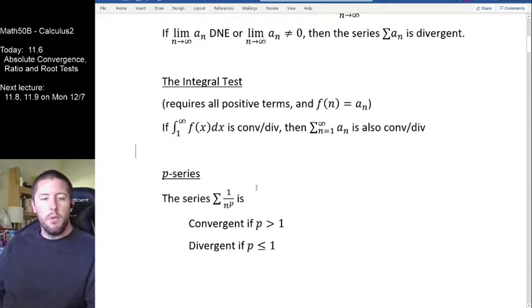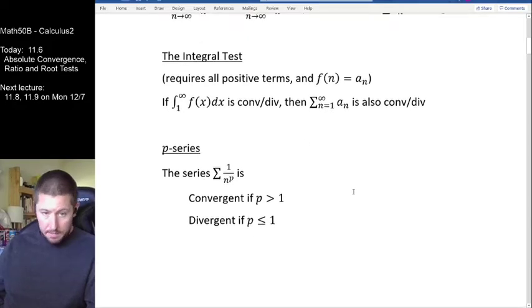Any series that is of the form 1 over n to the p is going to converge if p is strictly larger than 1. Remember that this is strictly larger, not larger than or equal to, because if p is equal to 1, then we have the harmonic series. That's one that we for sure know diverges. We know it diverges by the integral test.